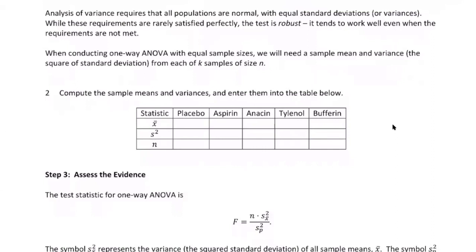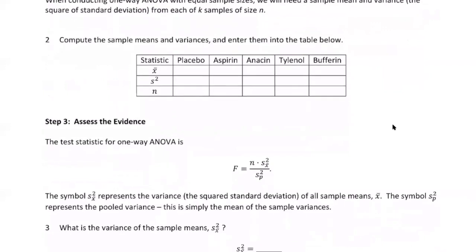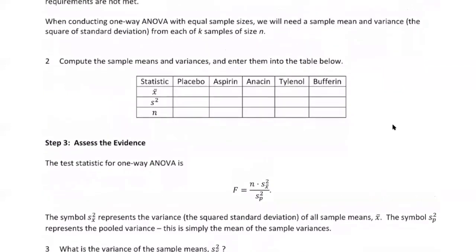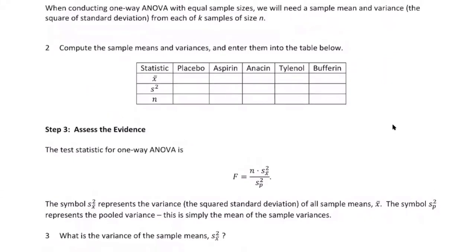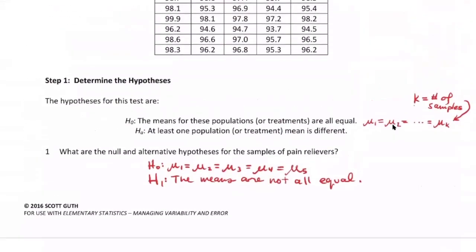All right, when conducting one-way ANOVA with equal sample sizes, we will need a sample mean and variance from each of the k samples of size n. So we've got 5 samples and we need 5 sample means and 5 sample variances, which are the squares of the standard deviations. So let's just do the placebo together, and then I'll give you the rest of these numbers, okay? So let's go back here.